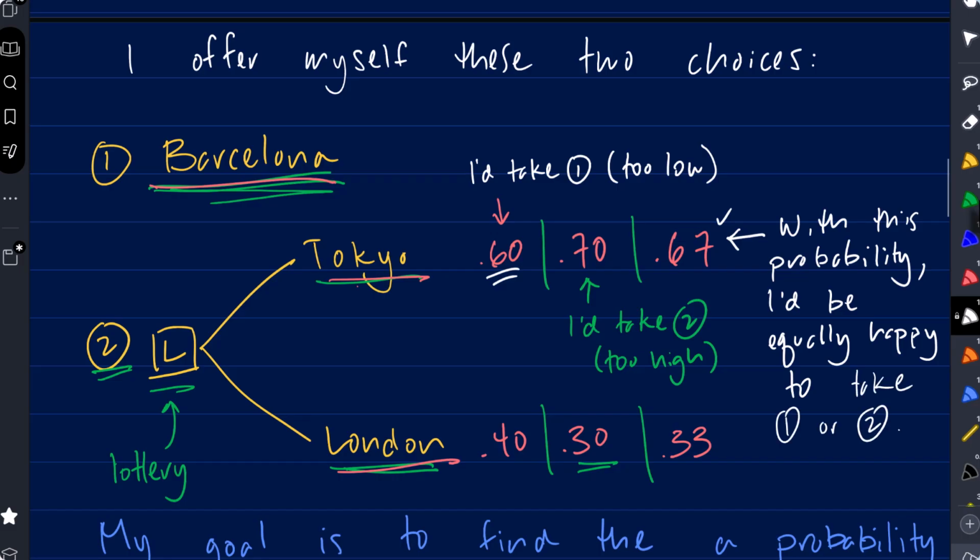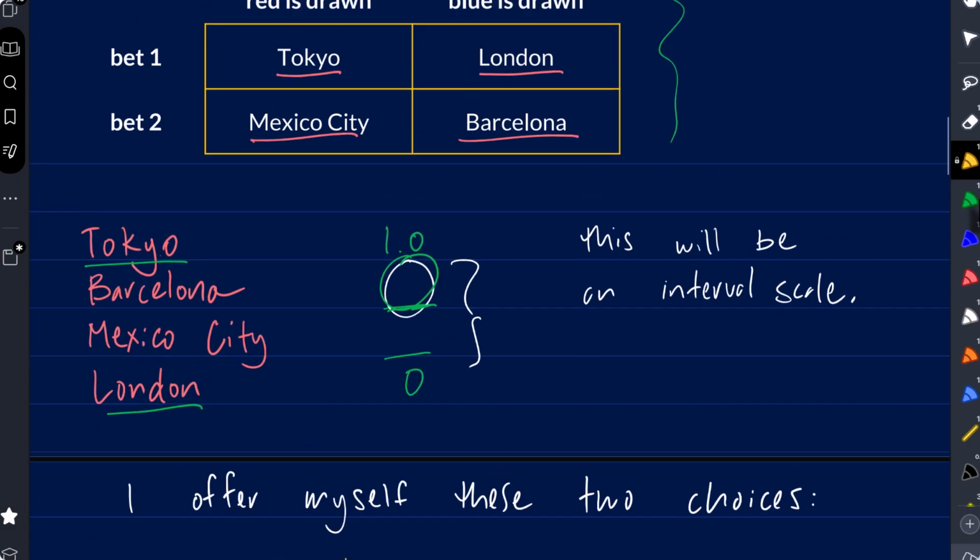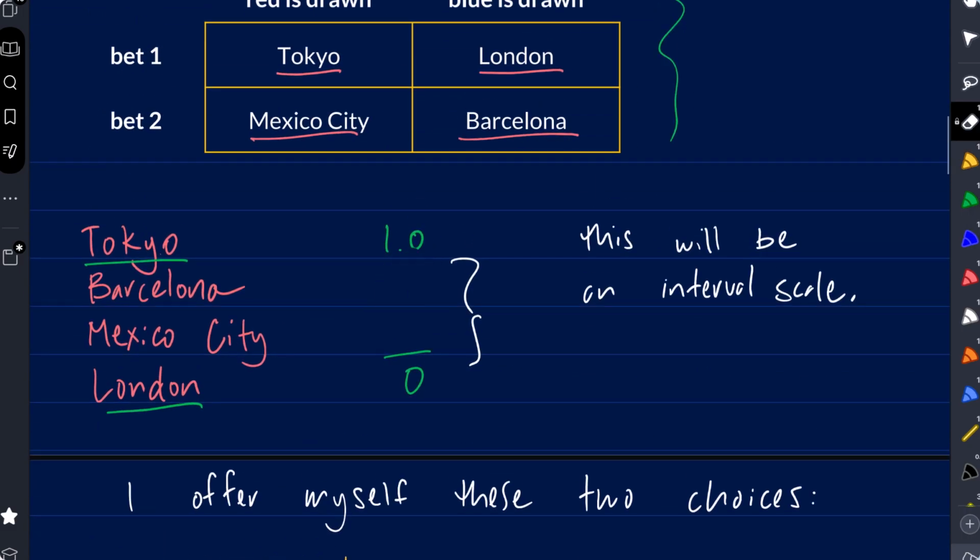Okay, so with this probability, 67% chance of winning the lottery, I'd be equally happy to take either number one, the trip to Barcelona, or number two, the lottery. So what does that mean? It means that my utility value for Barcelona is 0.67. So we come back here and I can put 0.67 on my list of utility values.